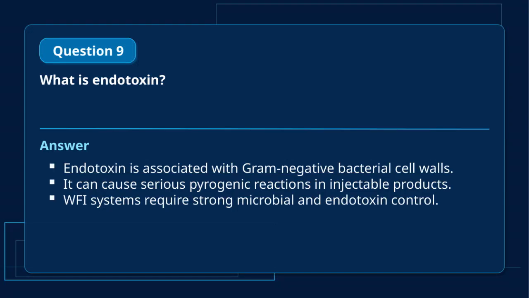Let's talk about endotoxin. Endotoxin is a component found in the cell walls of gram-negative bacteria. It's important because it can trigger severe pyrogenic reactions, which are basically fever-inducing responses, especially when present in injectable products. This makes controlling endotoxin crucial in water for injection systems, where both microbial contamination and endotoxin presence must be tightly regulated to ensure safety and product quality.